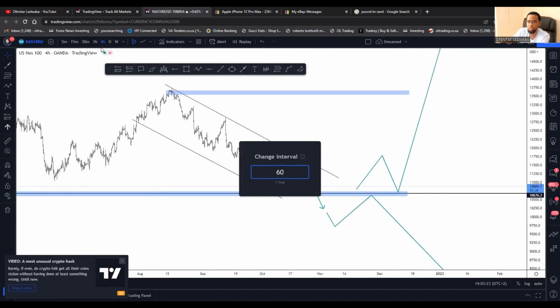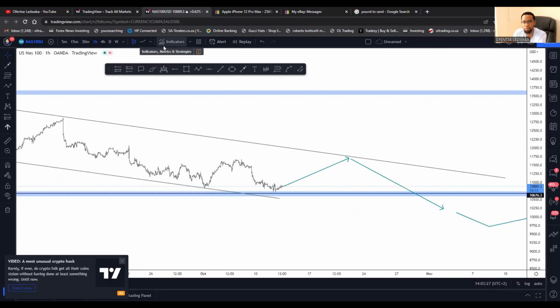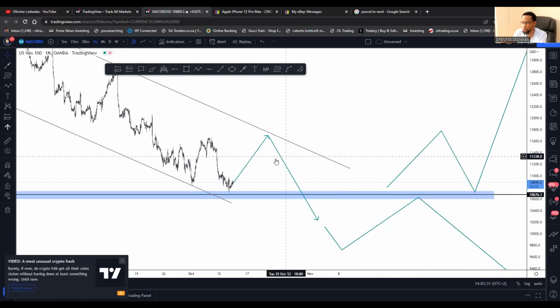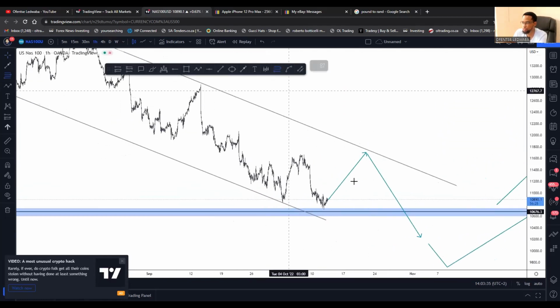And that correction, you can at most understand that it will come in impulse move sometimes. So you just have to see and understand where you are in the market and what you need to do.